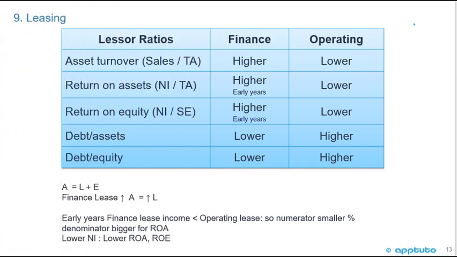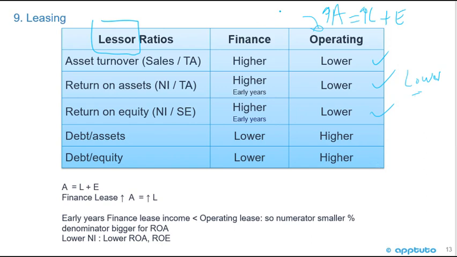So just carrying on now with some of the ratios from the lessor's point of view again. So always go back to assets equals liabilities plus equity, and just remember where that asset is. So from the lessor's point of view, if it's an operating lease, they still have the asset on their books, okay? So the higher asset, you're going to have lower asset turnover. The return on assets is going to be lower, okay? Return on equity is lower because remember, I have the lower net income in the earlier years, okay? And my debt to assets is going to be higher. My debt to equity is going to be higher.